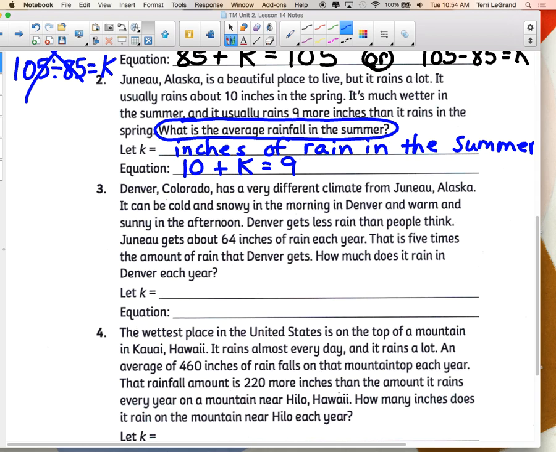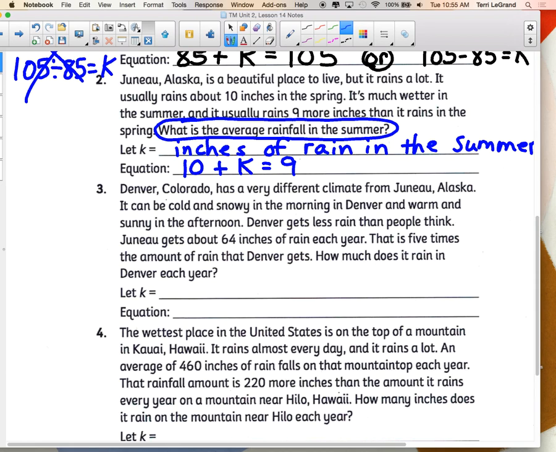Nothing. Okay. Oh yeah, there is a number, it just doesn't seem very friendly because it's not a positive number. How do you get 9 from 10? Danny? Negative 1. 10 plus negative 1, or 10 take away 1, isn't that 9? So that would mean the amount of rainfall in the summer is negative 1 inch.